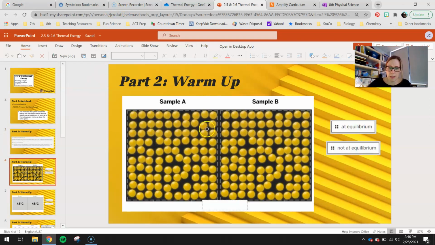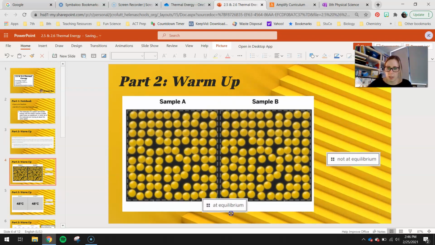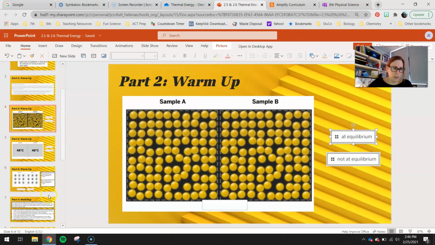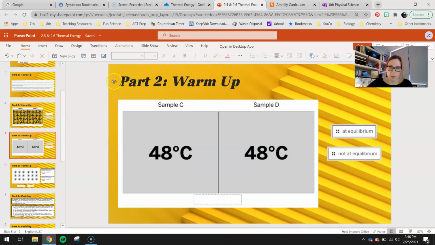All right, so first of all, we got sample A and sample B. Over on the right-hand side, we have these 2 little images that you can click and drag. So you're either going to choose not at equilibrium or at equilibrium. Okay, so you're just labeling what these 2 pictures are, remember they are in contact. Okay, so just one of these is correct. Okay, moving along, we have sample C and sample D. Both are at 48 degrees Celsius, so at equilibrium or not at equilibrium. So go ahead, click and drag one of those onto the little box to label this system.